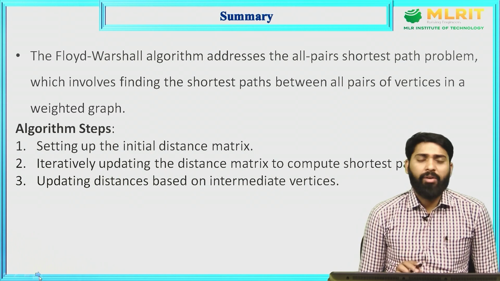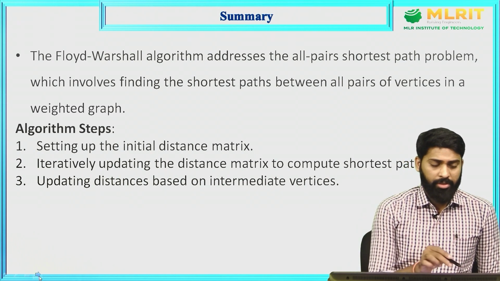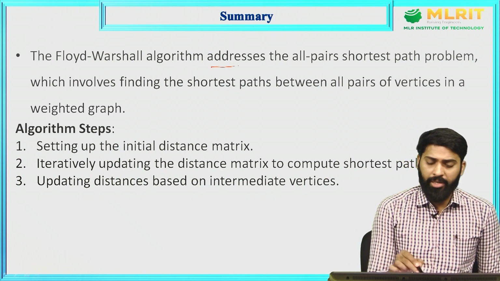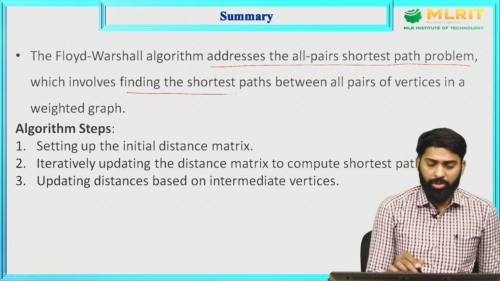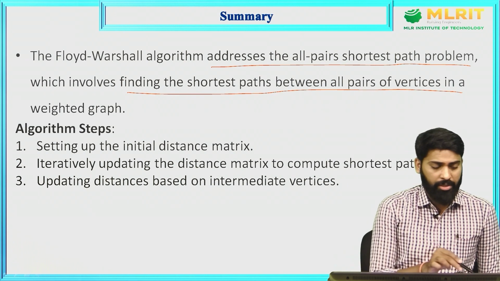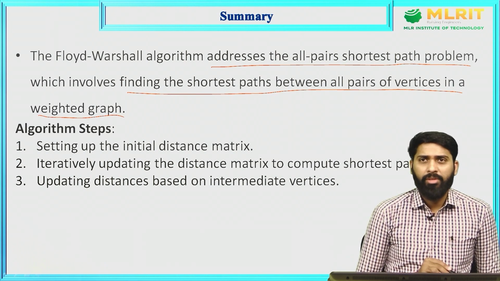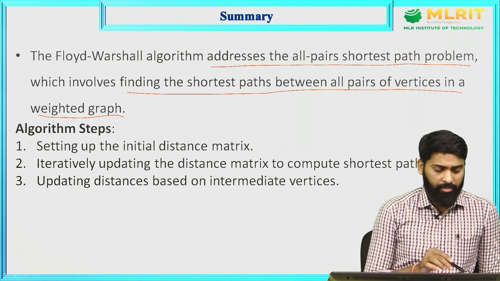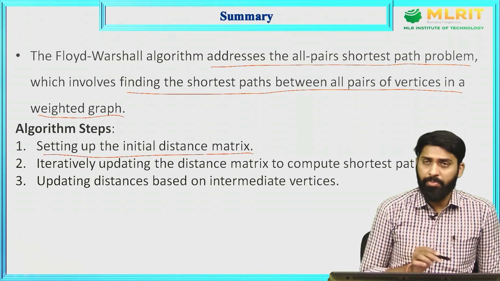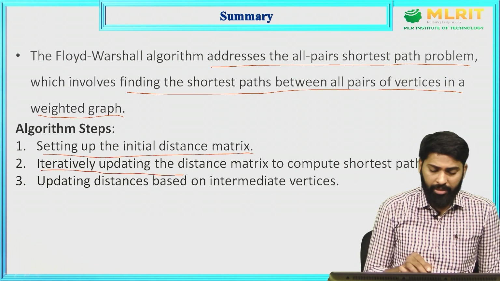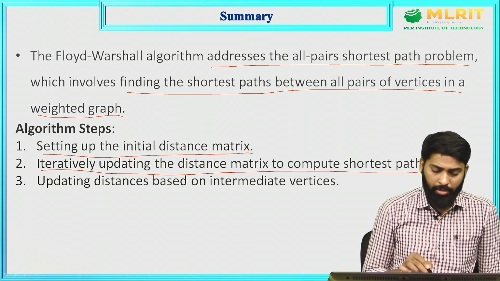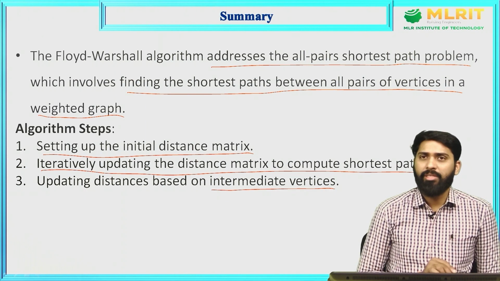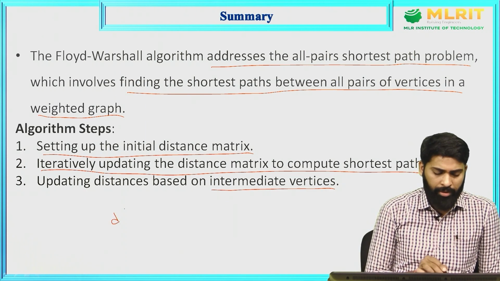So coming to the summary of this algorithm, Floyd Warshall algorithm. The Floyd Warshall algorithm addresses the all pairs shortest path problem, which involves finding the shortest paths between all pairs of vertices in a weighted graph. So we have three steps. One is setting up the initial distance matrix, iteratively updating the distance matrix to compute shortest paths, updating distances based on intermediate vertices. So for example, if I found distance of A to D via B.